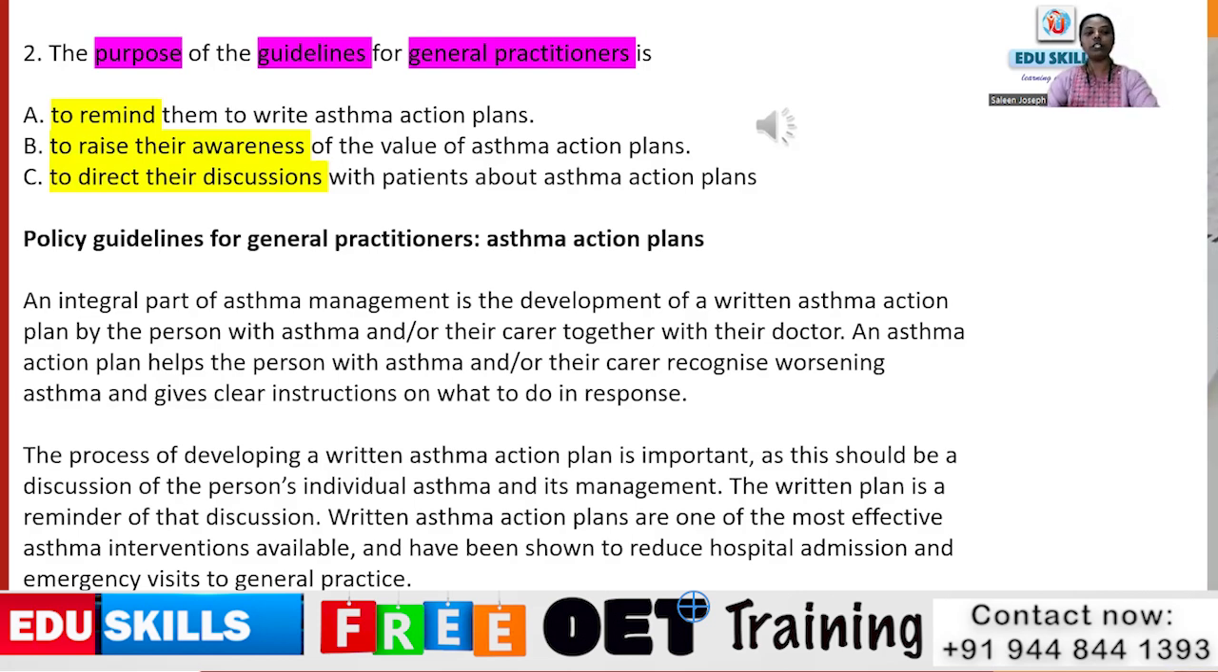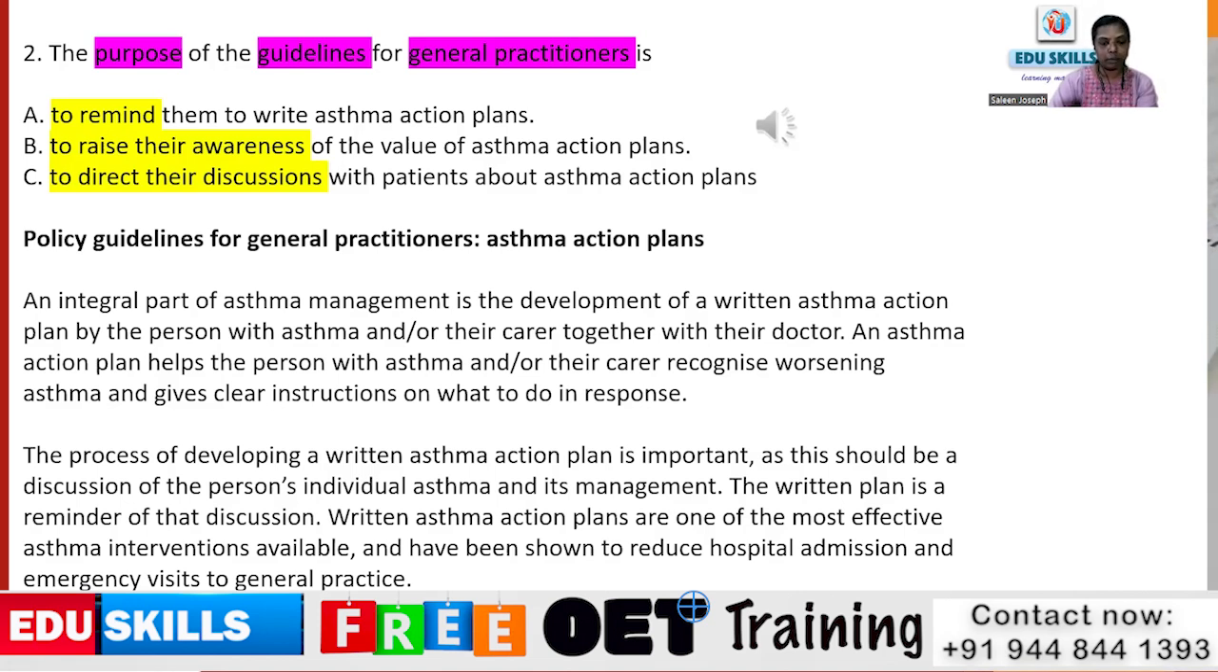Okay, so first, option A can be eliminated. Option B, to raise their awareness of the value of asthma action plans, and to direct their discussion with patients about asthma action plans. Whether the GP, the general practitioners, are to direct the discussion with patients about asthma action plans.